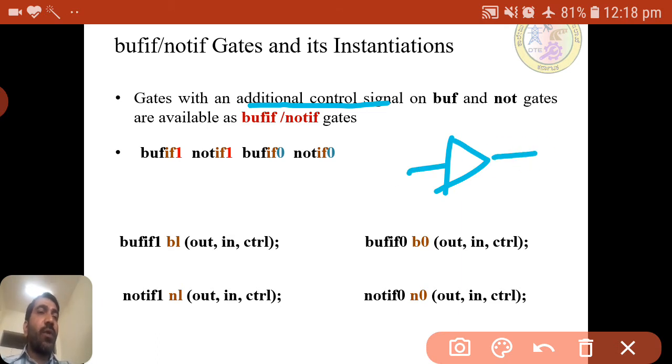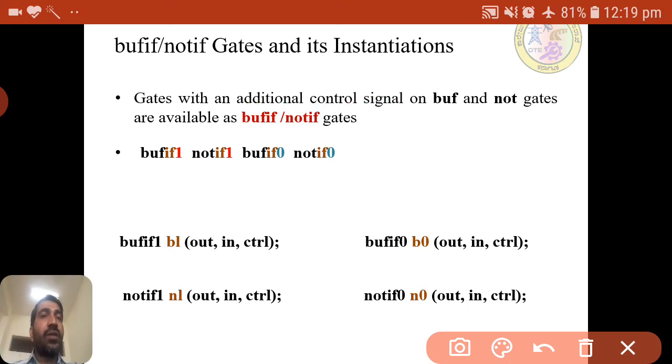Okay, so there is one input and one output, or one or more outputs may be there, but input is only one. Okay, with additional control signal means an additional input will be there. That additional input we are calling the control signal. With that, there are 4 different types: buff if 1, not if 1, buff if 0, not if 0.